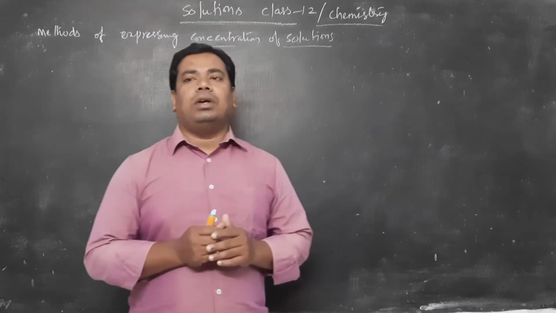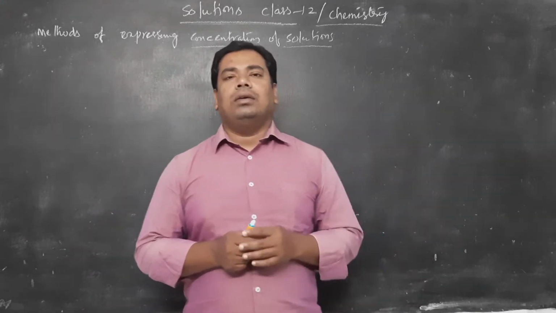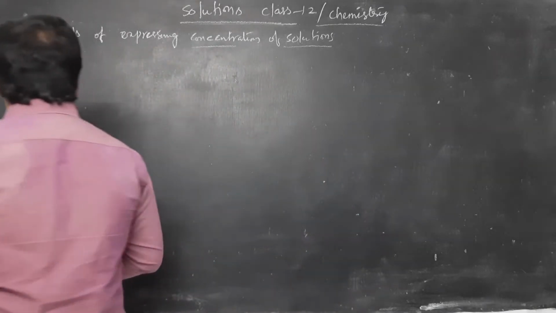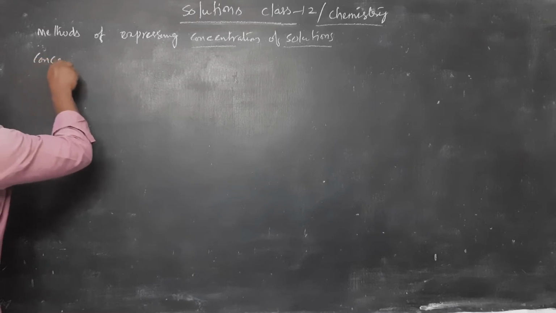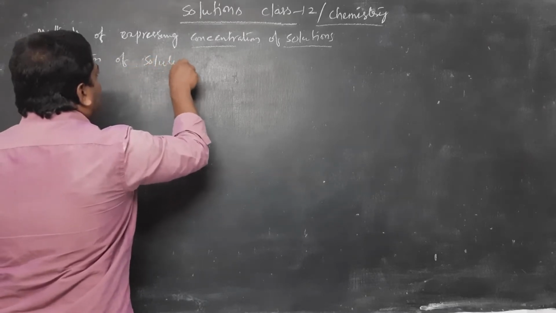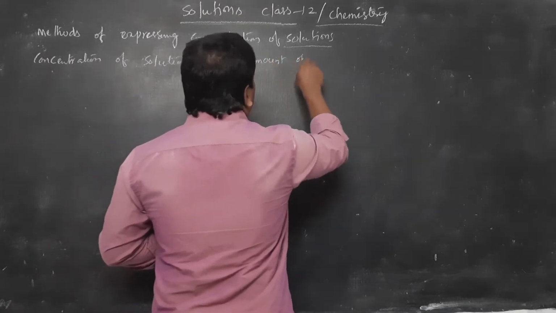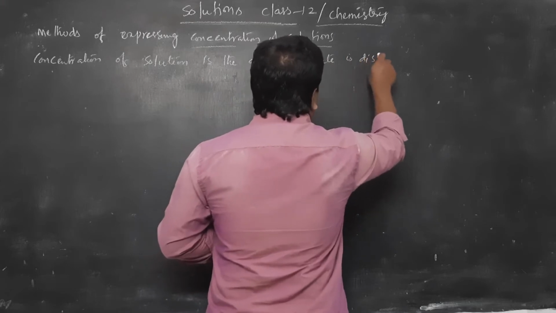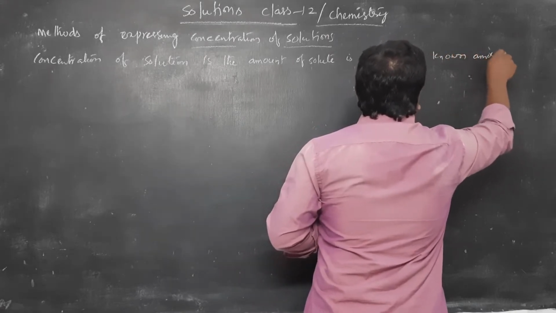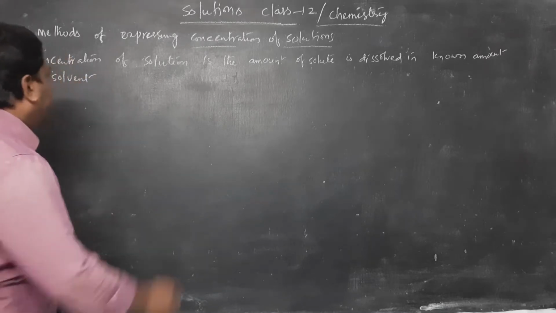So here some amount of solute is dissolved. We don't know the amount of solute, but we know the amount of solvent. So how can we express the concentration of a solution? The concentration of a solution is the amount of solute dissolved in a known amount of solvent or solution.